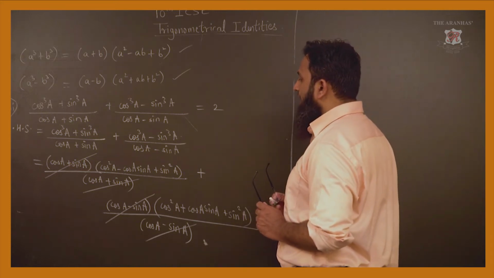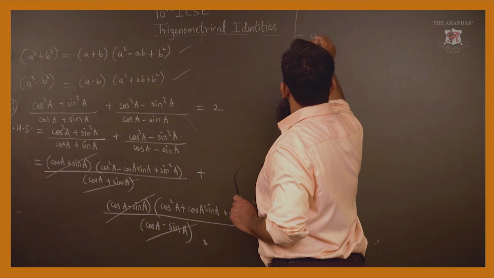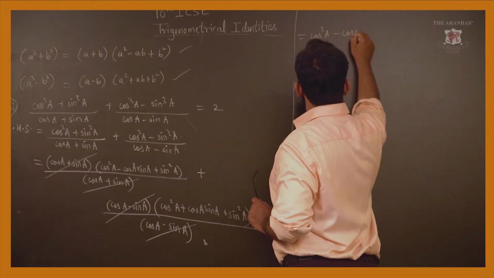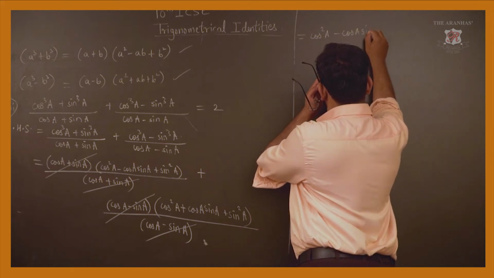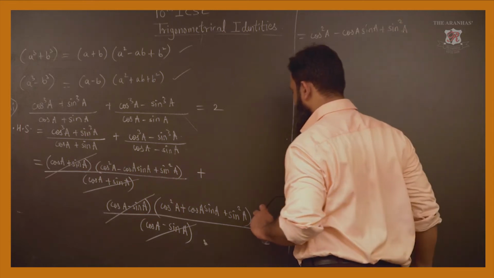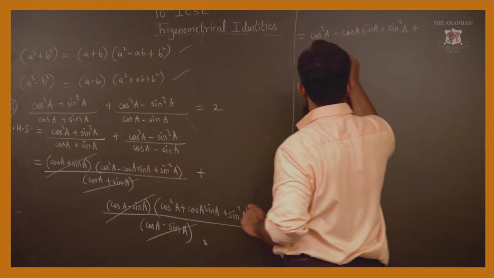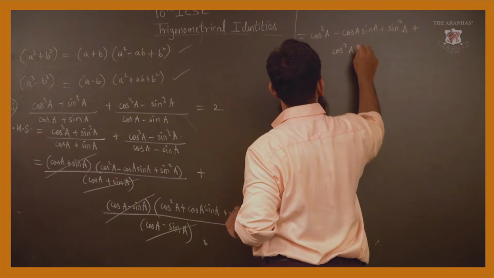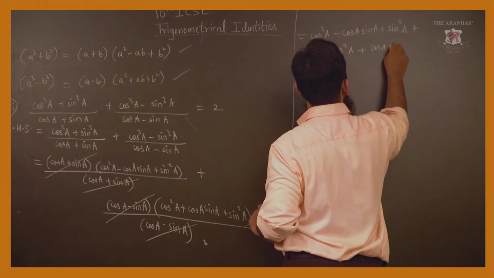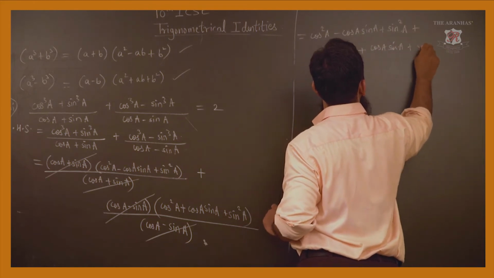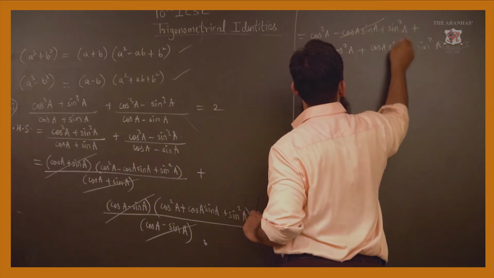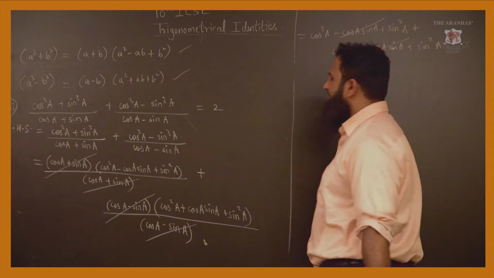Only the numerator part remains with us, which is cos square A minus cos A sin A plus sin square A plus cos square A plus cos A sin A and sin square A. So if we observe, these two are like terms with opposite sign and they get cancelled out.